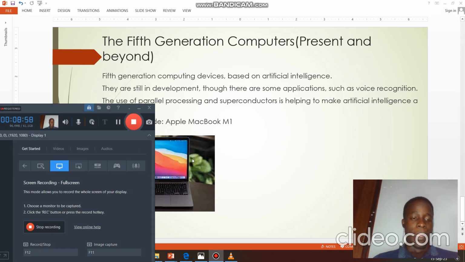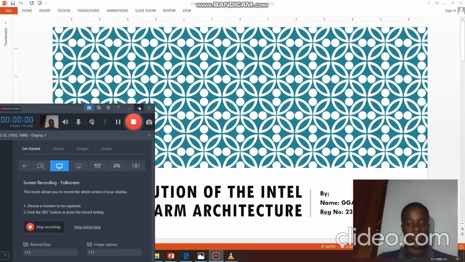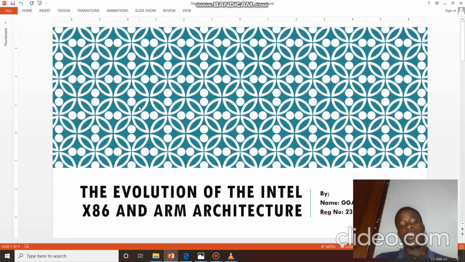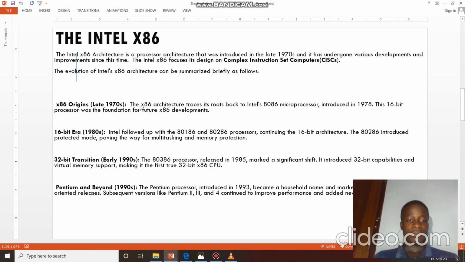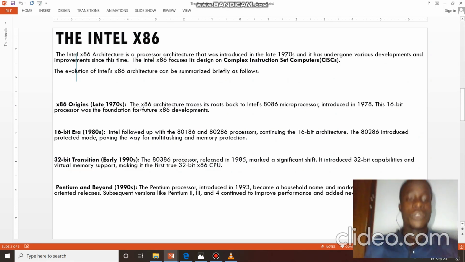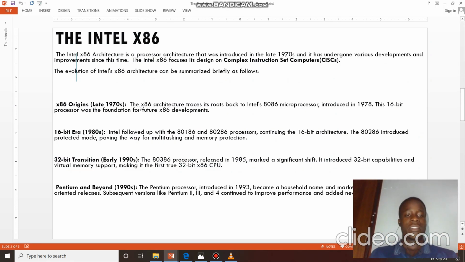That's a brief history. Okay, now let's talk about the evolution of the Intel x86 and the ARM architecture. Okay, starting with the Intel x86.